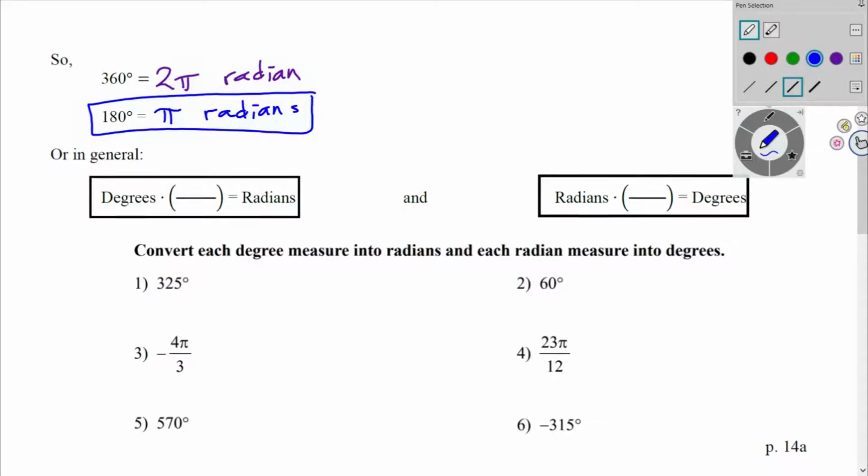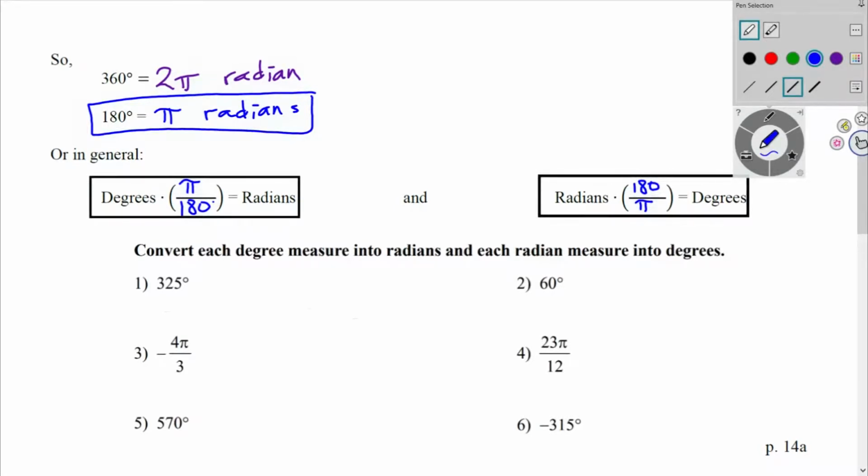If you have degrees and you multiply by pi over 180, you will have radians. You will always put what you have in the denominator. So I have degrees, I put degrees in the denominator, and it will convert to radians. It's the same as converting other things as well. If you have radians, you'll multiply by 180 over pi. Again, you put what you have in the denominator, and that'll cancel out, and you'll have the other one. So there are 6 problems down here that we'll do together.